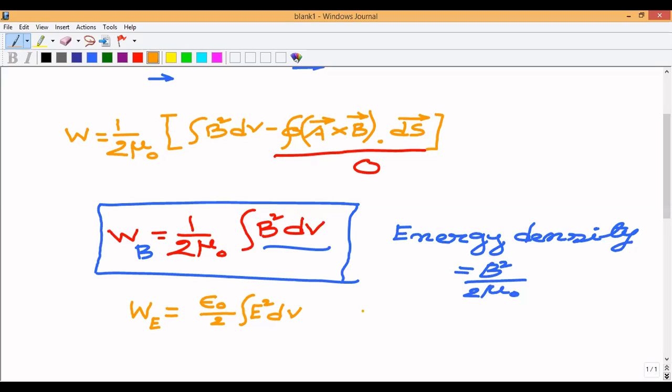So here energy density is half epsilon naught E square. But energy density in magnetic field is b square by twice mu naught and energy density in electric field is half epsilon naught E square.